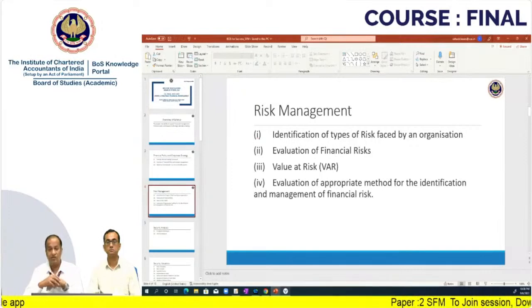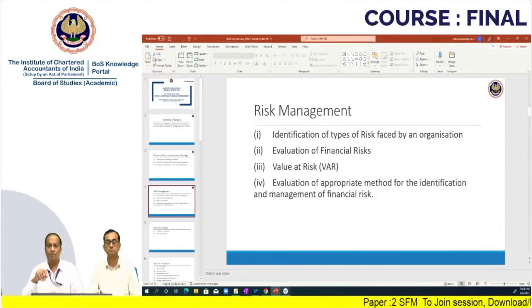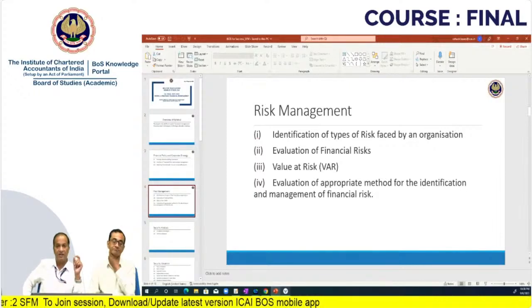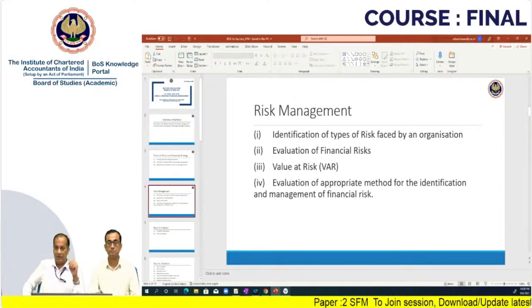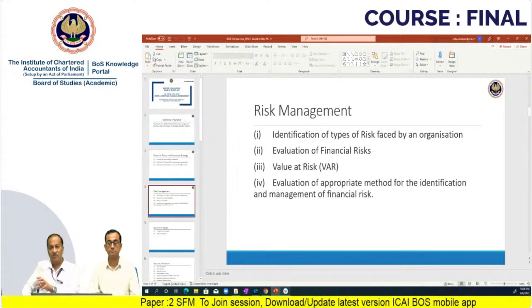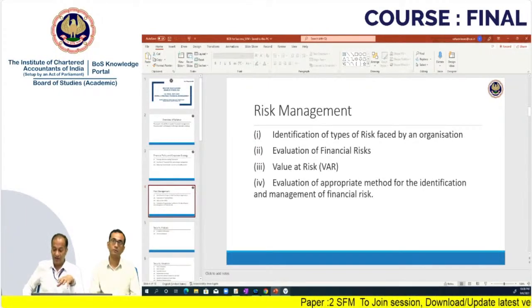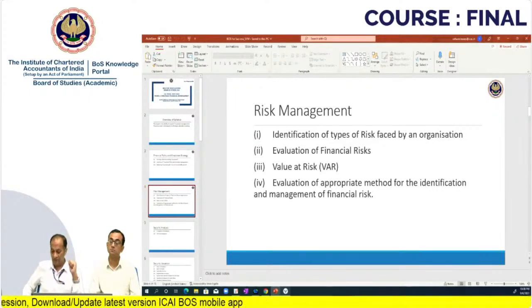So in this, mainly in our study of SFM, although there is a separate paper on risk management where all these broad aspects or the framework are covered, here we are mainly concentrating on the financial risk, because ultimately the risk leads to financial losses. So we have to see what the various losses are that can be faced by us. So first, identification of the type of risk faced by an organization.